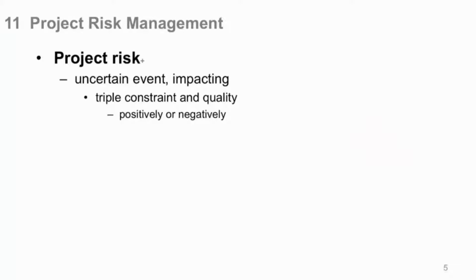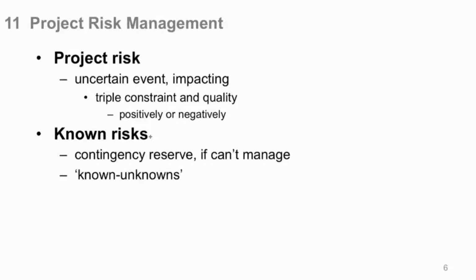Project risk. Risk in general, positive or negative, is an uncertain event, and it impacts primarily our triple constraint, which is scope, time, and cost. Also, quality certainly could be impacted by a risk event. Now we have things called known risks because we have identified them as a possible risk. And what we would do in project management is provide a contingency reserve, a monetary contingency reserve. If we're not able to manage that risk effectively, and if it occurs, we apply that money to it so that we can recover from it.